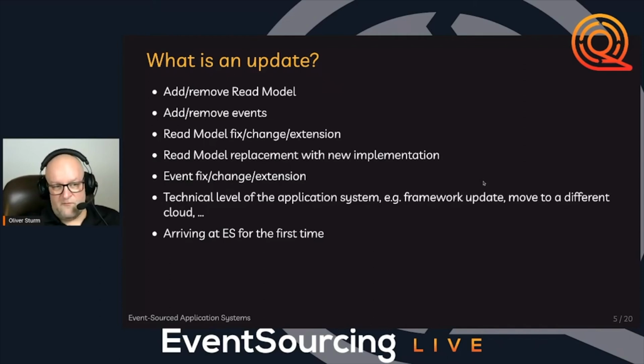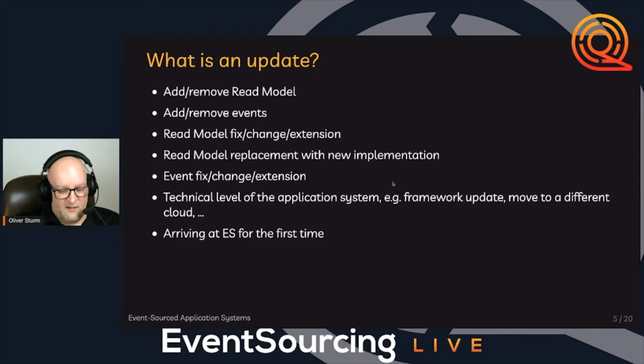We can add, remove events. These are basically the simplest ones. I'm beginning from the simple side of it. We can have changes to an existing thing, like a read model, for example, that can be either fixed for bug reasons or changed as a matter of evolution, or it can be extended. That's a slightly separate topic that I'm going to address. We can also replace a read model with a completely new implementation.